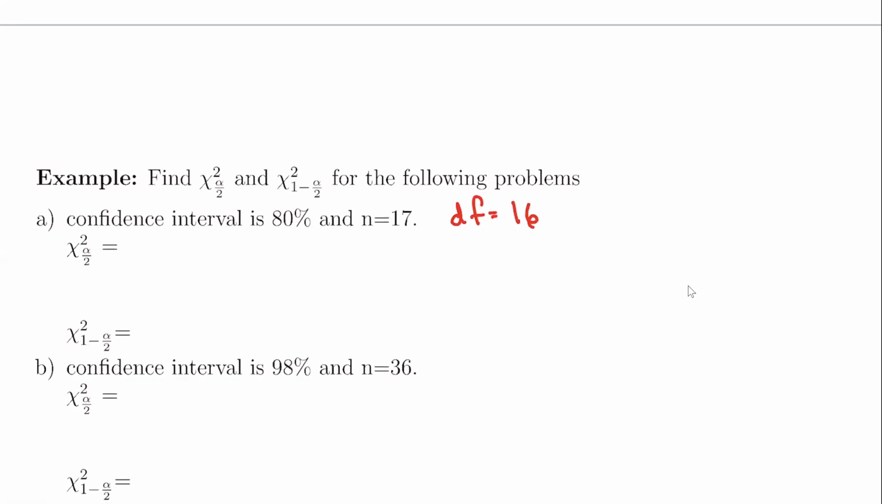Any questions so far? I got degrees of freedom of 16. All right, up next we're going to get alpha. In order to get alpha, you just use the formula 1 minus the confidence level. So alpha is equal to 1 minus the confidence level of 80%, which is 0.20. So I know alpha is equal to 0.20. Any question? I got alpha equal to 0.20.